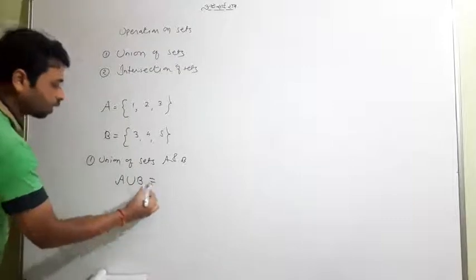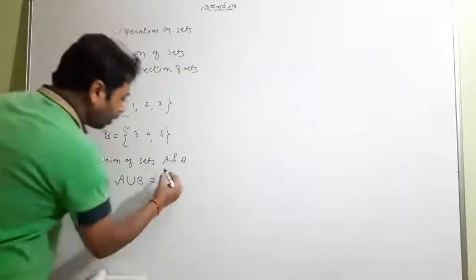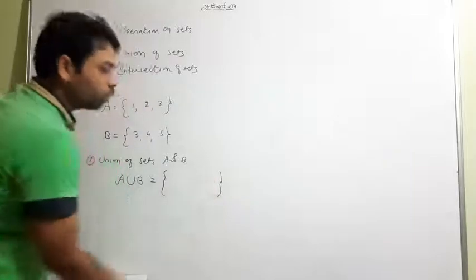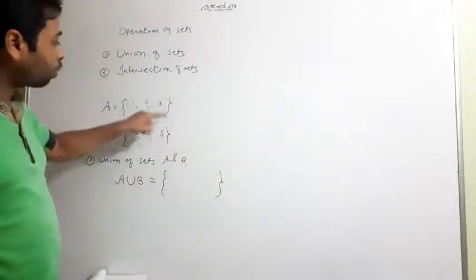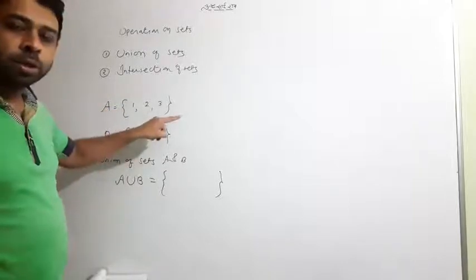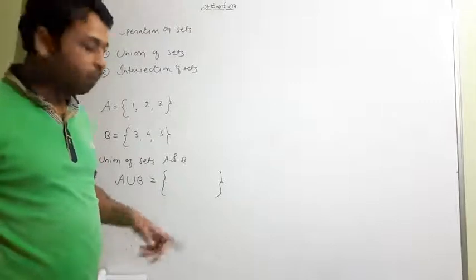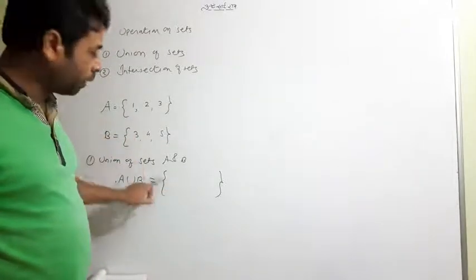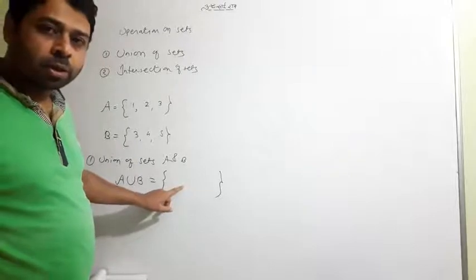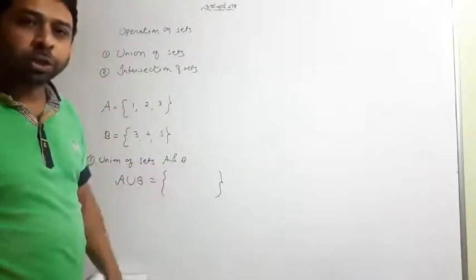Try to understand. The symbol of union is ∪. It contains the combination of all the elements, but with the restriction that a single element will not be repeated. 3 and 3 is common, so it will not be repeated here. In other words, you have to write all the elements, but no repetition will be there.